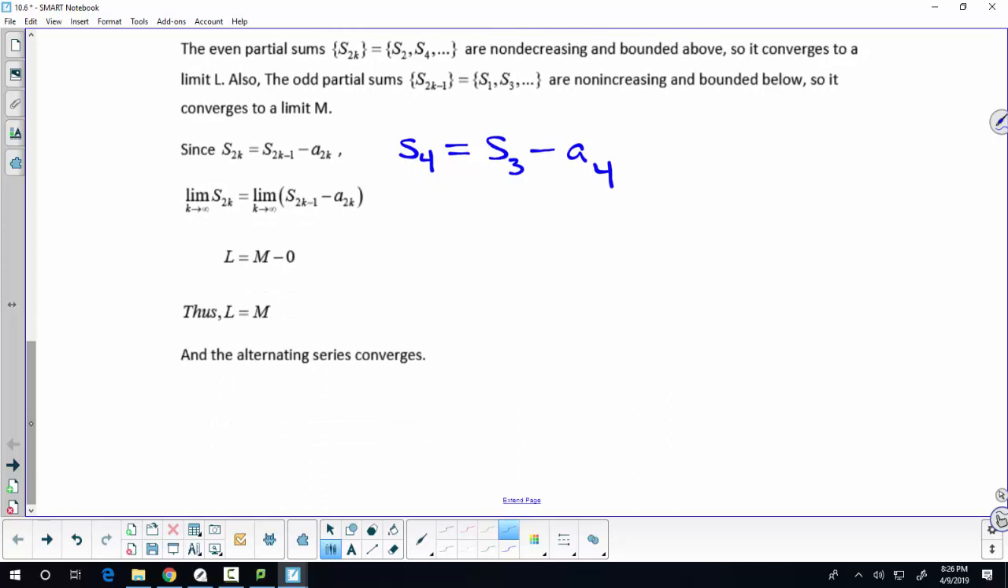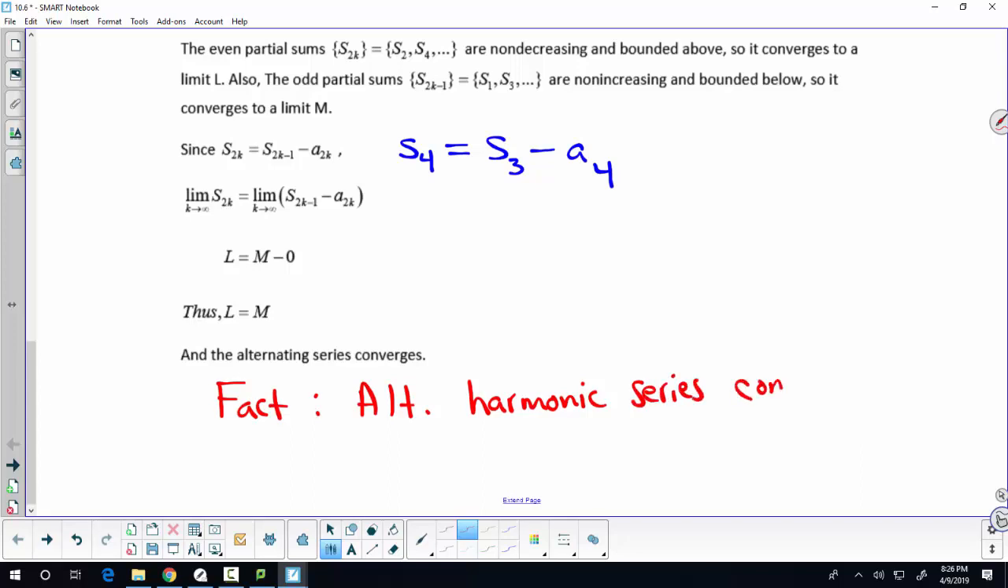We're not going to show this, but it's a well-known fact that the alternating harmonic series converges to the natural log of 2.